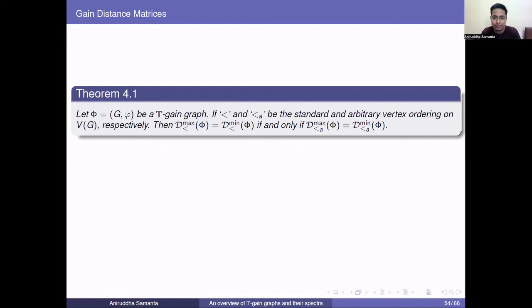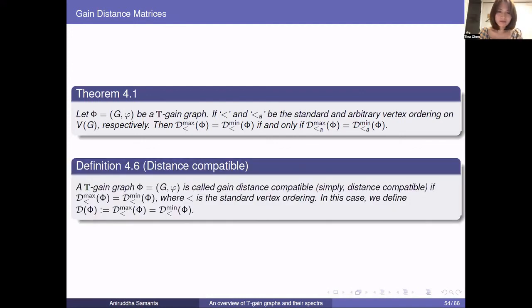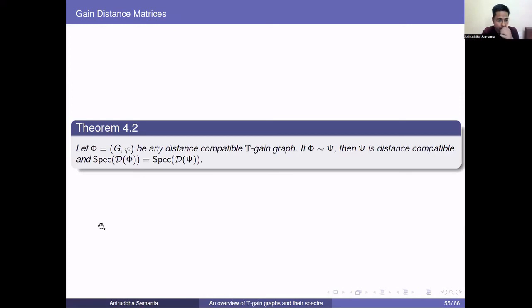So distance compatible means if D max and D min are the same with respect to the standard ordering, then their equal matrix is denoted by the distance matrix of phi. Okay. So this is one of the results here. If phi is distance compatible, and if phi is switching equivalent to psi, then psi is distance compatible and they have the same spectrum.